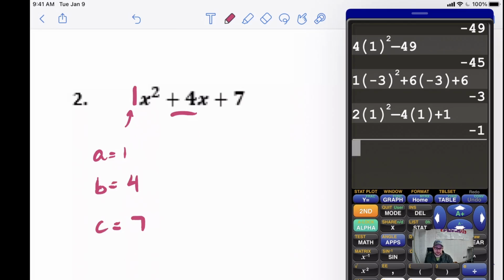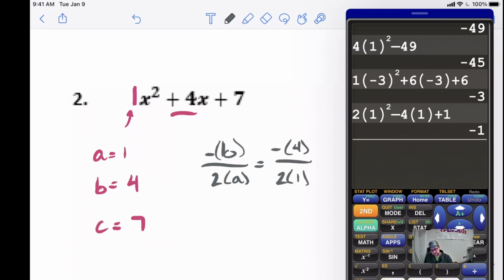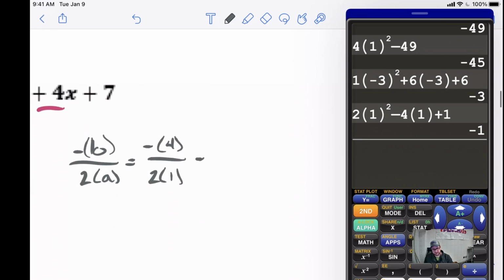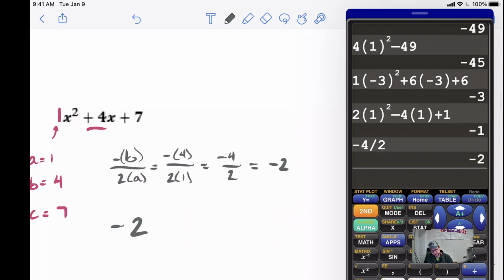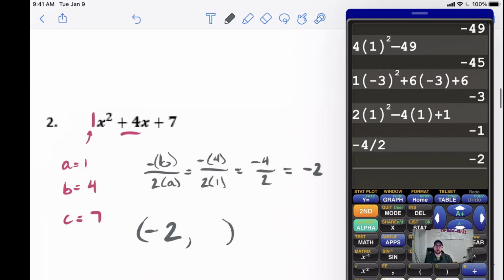Once you get here, use your formula, kids. Negative b divided by 2a. Our b value here is a positive 4, so I'm going to have a negative 4. And our a is 1, so I'm going to have 2 times 1. So up top I get negative 4, on the bottom I get 2. Negative 4 divided by 2 is negative 2. So I get negative 2 right here. And remember, that becomes the x coordinate for our vertex.